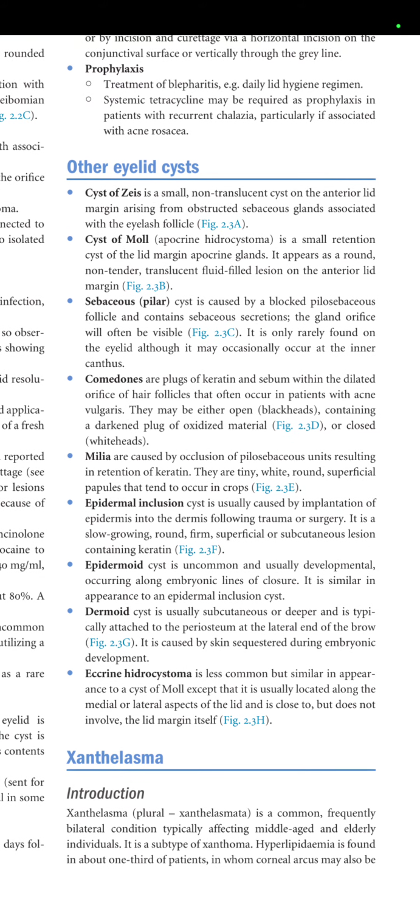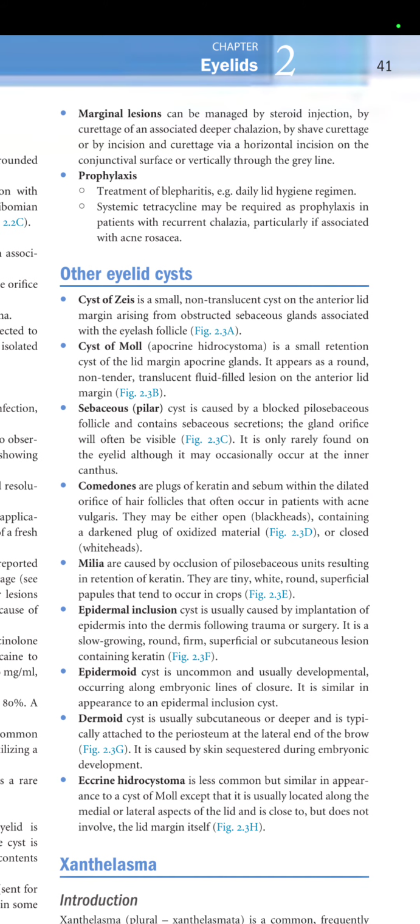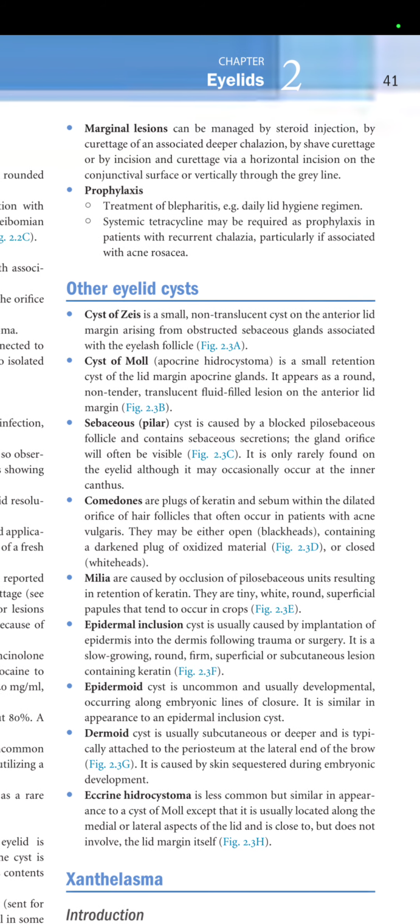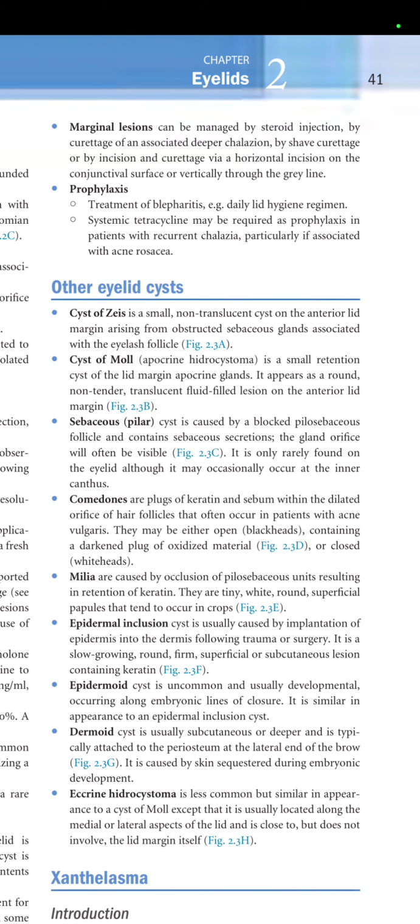Other eyelid cysts. These are also very important cysts. Cyst of Zeis is a cyst associated with the gland of Zeis. It is a small non-translucent cyst on the anterior lid margin arising from an obstructed sebaceous gland associated with the lash follicle. Because these glands are obstructed, it gives a non-translucent cyst, whereas cyst of Moll is a transparent cyst, just a difference.